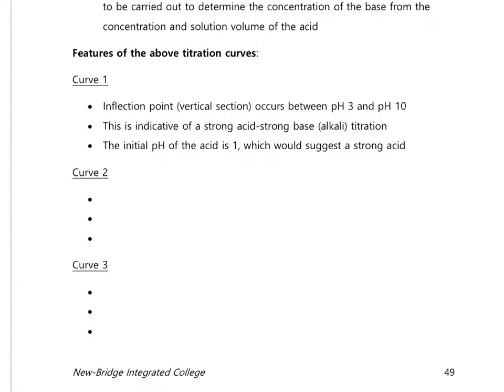So what we want to do now is put that into words, actually, and what can we tell from these 4 curves. So we've done it there for curve 1. We've said the inflection point or the equivalence point, it doesn't really matter, they're both the same thing, occurs between pH 3 and pH 10, and this is indicative of a strong acid, strong base titration. And the initial pH of the acid is 1, which would suggest a strong acid. So we want to do that for the other 3 curves. You could be asked to do this in an exam, but what can you interpret from it?